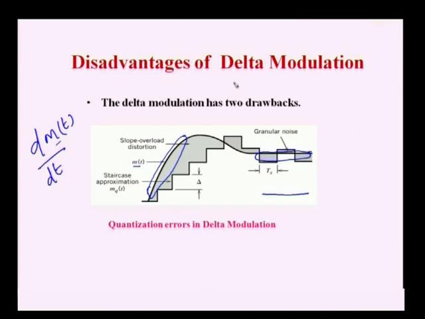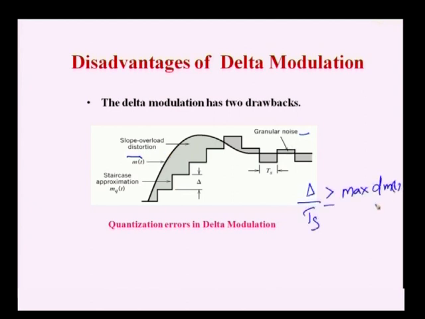So, in case of delta modulation, there are two possible errors. One is called slope overload distortion or slope overload noise, and the other is granular noise. This slope overload noise is seen in the signal if it has a higher slope, that is, the variation is high. So, the delta modulation has to respond to the high variation. It is very difficult for the circuit to respond to the high variation. So, there may be a possibility of slope overload distortion.